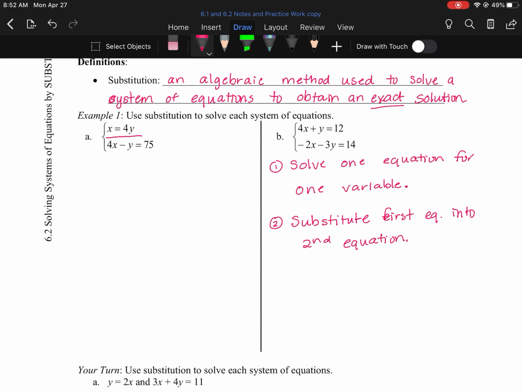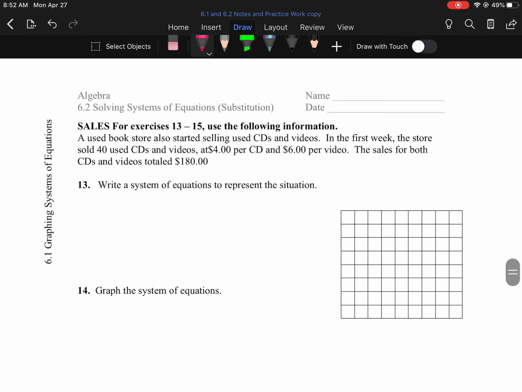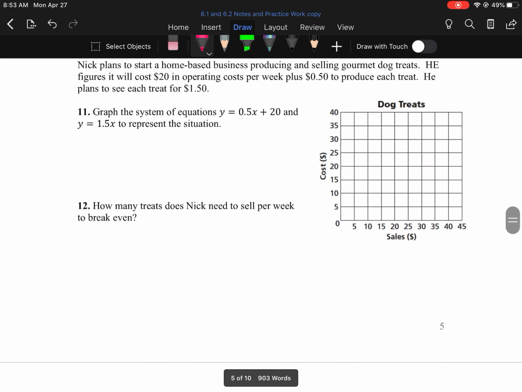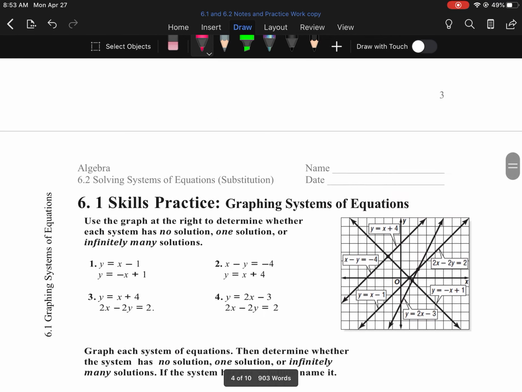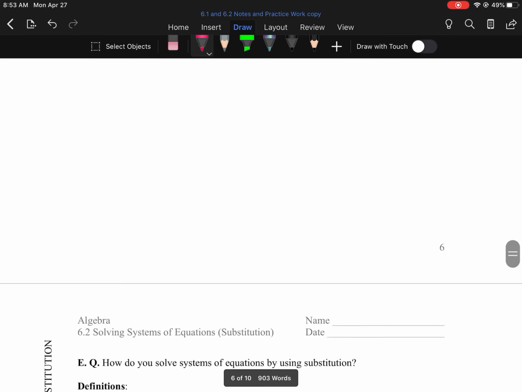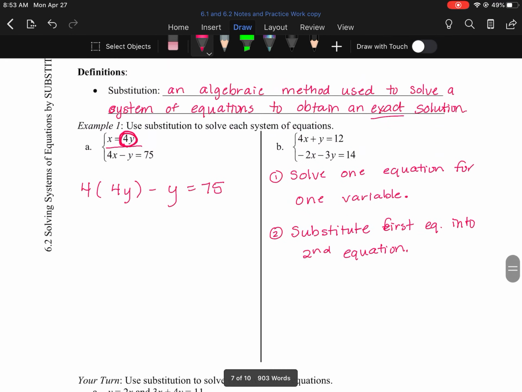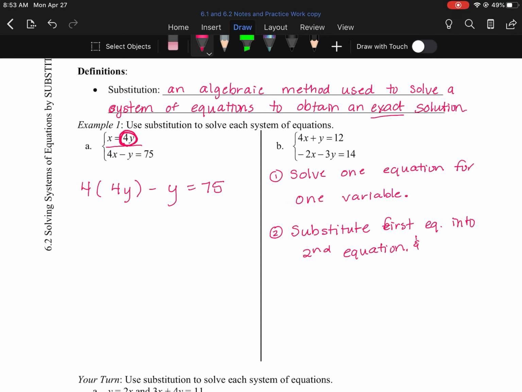So this says x equals 4y. I'm going to write my second equation, but everywhere I see x, I'm going to replace it with whatever that first equation tells me to. What says x is equal to 4y? So everywhere I see an x, I'm going to substitute in 4y. And now what you should notice is this whole equation has nothing but y's in it. So we can solve. So I'm going to write "and solve."